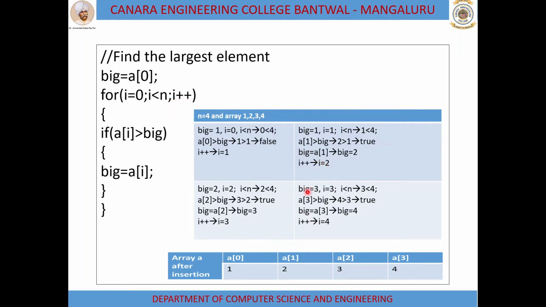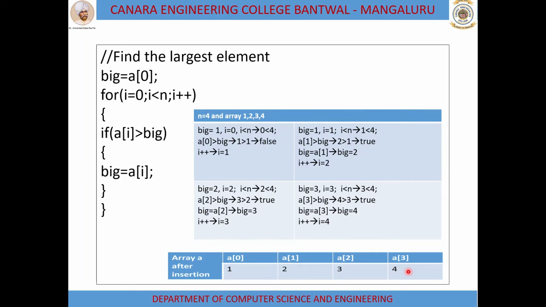So like this the condition goes on. i goes on incrementing and the condition will be checked. Finally, once i becomes 4, the condition i is less than n, that is 4 is less than 4, becomes false and the control will come out, and the largest value will now be stored in the variable big.